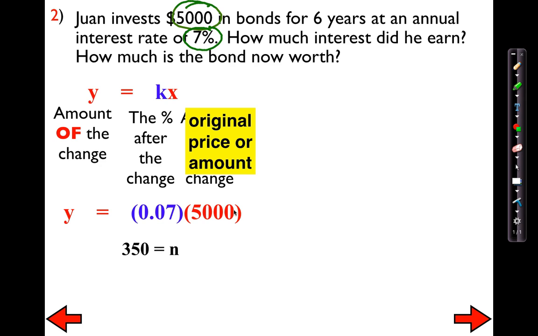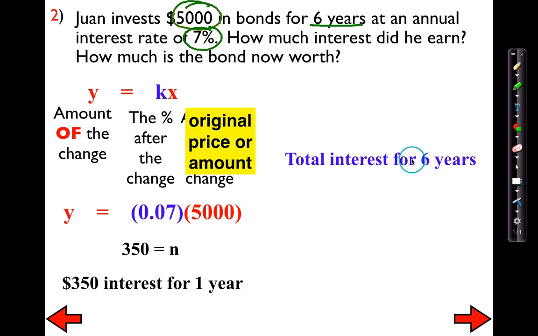Well, this is just interest in 1 year, but they want to know how much it's going to be in 6 years. To figure out how much it's going to cost in 6 years, I'm going to multiply this by 6, which is going to give me a grand total of $2,100.